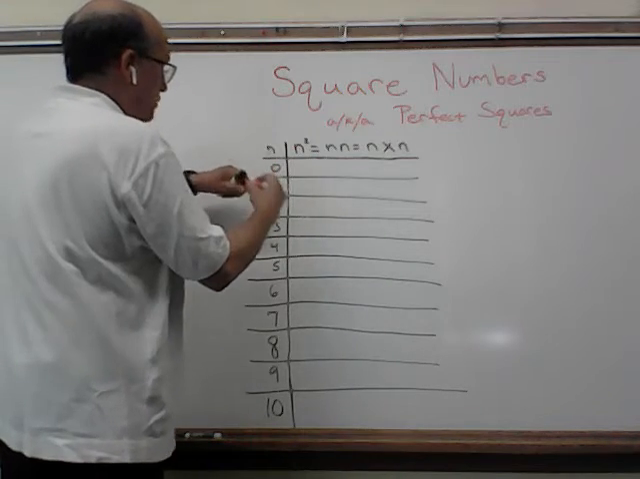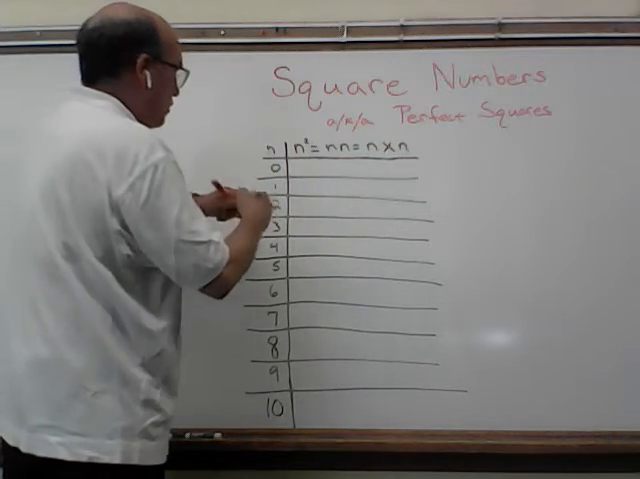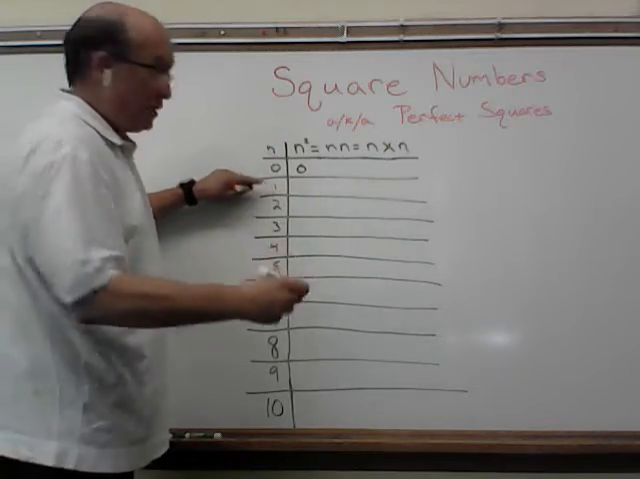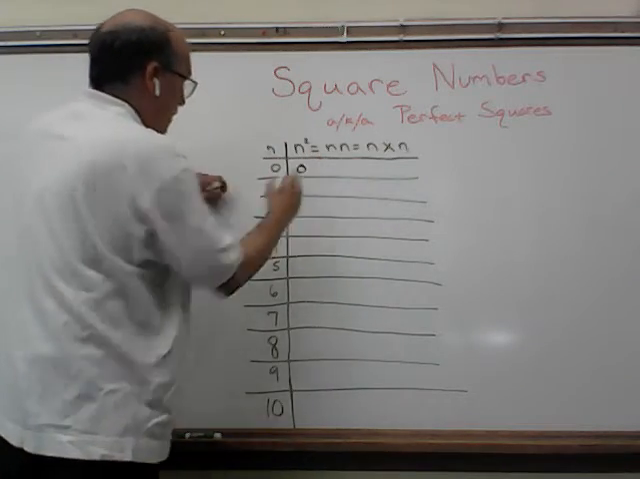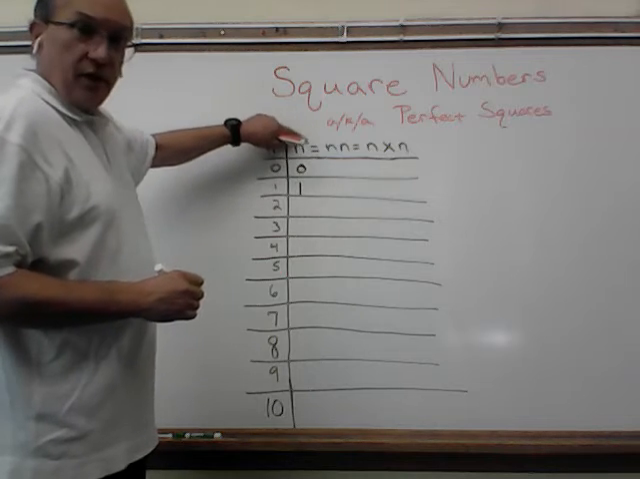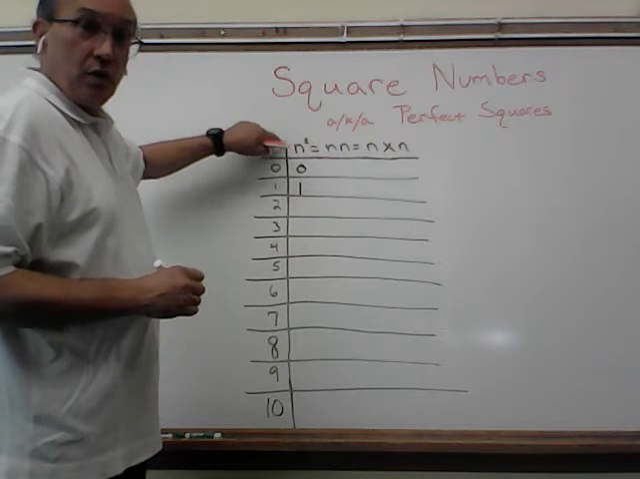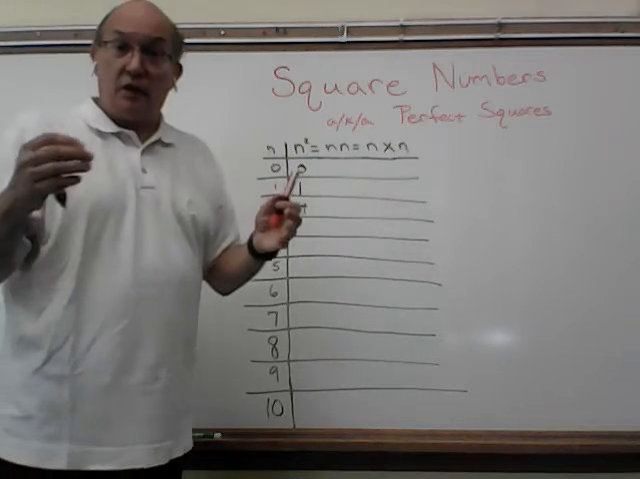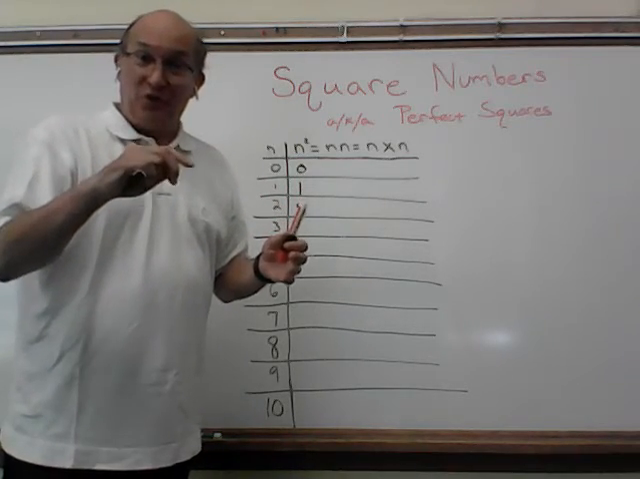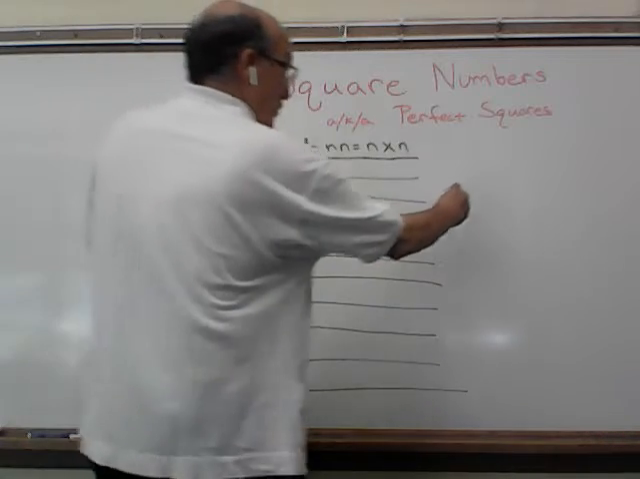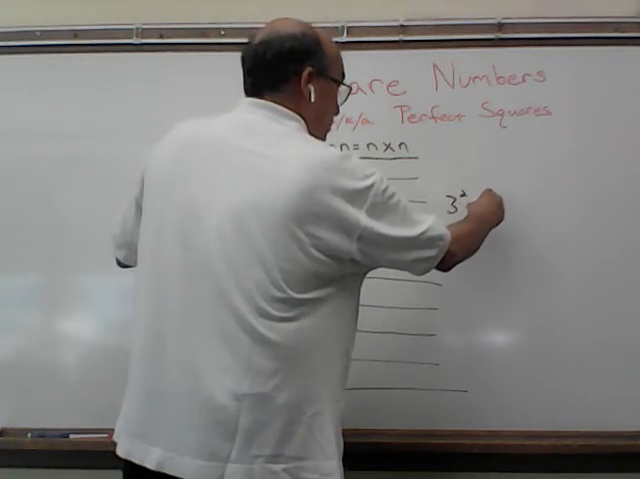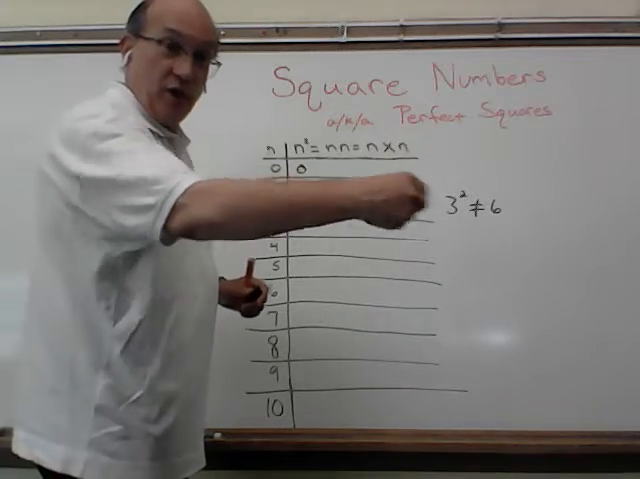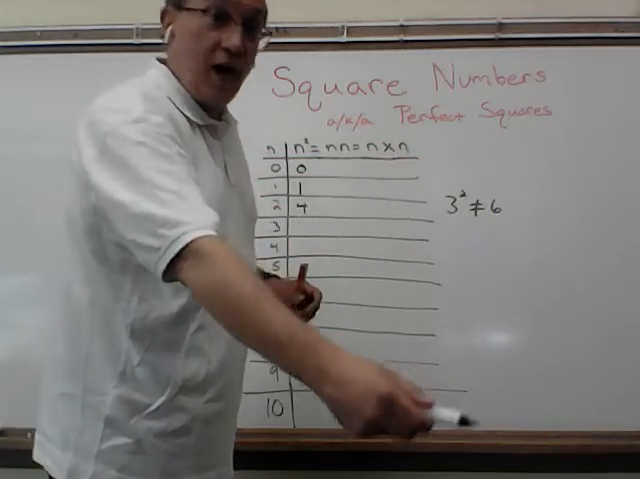0 squared, 0 times 0 is of course 0. 1 to the 2 power, or 1 squared, 1 times 1 is 1. 2 squared, 2 times 2 is 4. Now, I think I talked earlier about exceptions to the rule. Now, let's just recall this. 3 to the 2 power does not equal 6. 3 squared, or 3 to the 2 power, is 3 times 3, or 9.